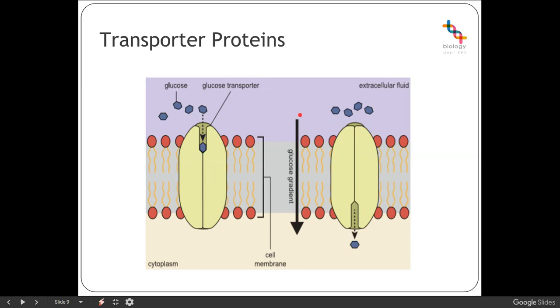So that will remain closed until the same reaction can happen in reverse. But again, it's still diffusion. We're going from our high concentration of glucose to our low concentration of glucose.